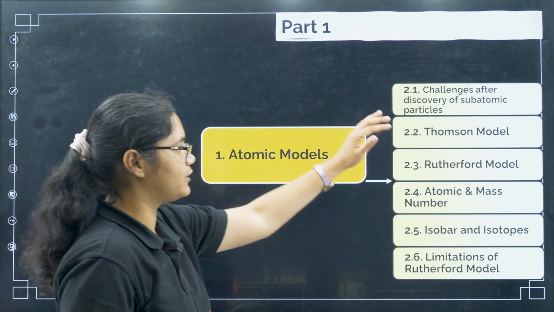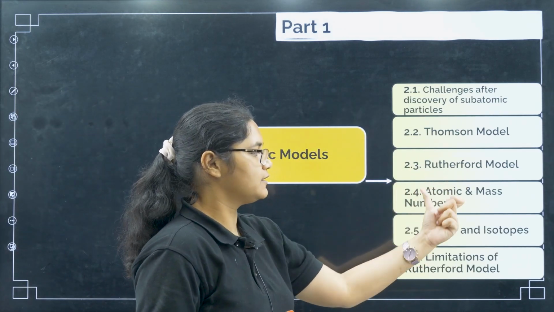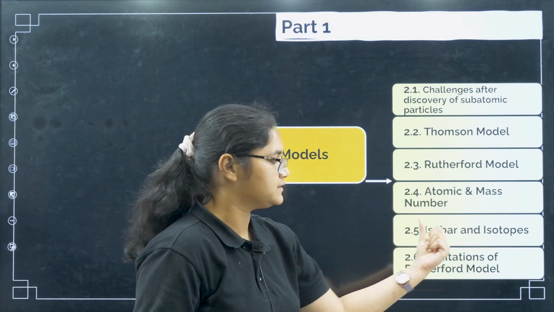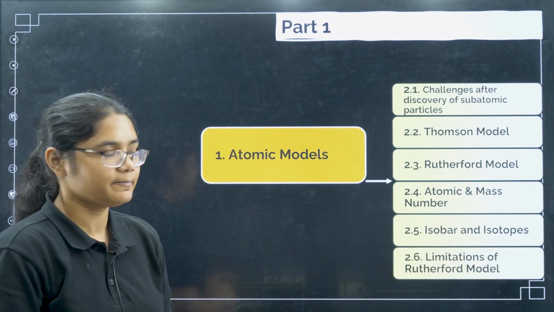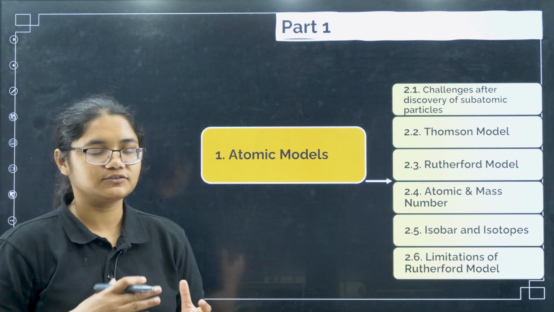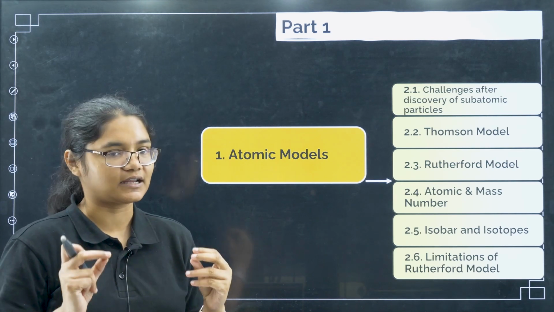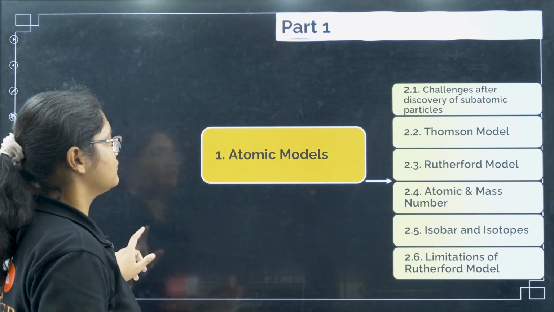We have all these atomic models: Thomson model, Rutherford model, atomic mass and mass number. We will see isobars and isotopes and limitations of Rutherford model. As this is not a very important topic, I am not going to go into much detail, I will just tell you the different models that there were.